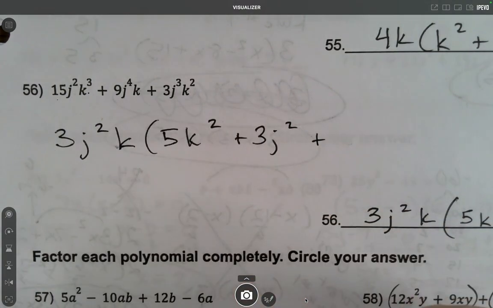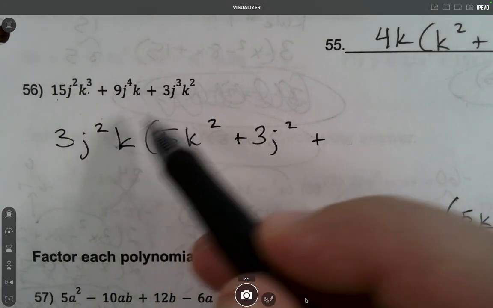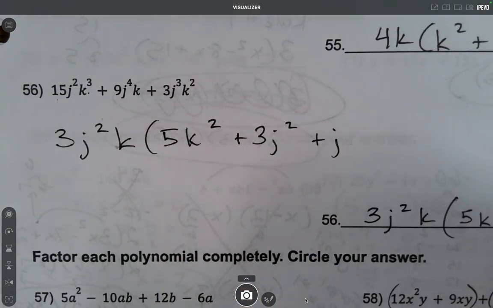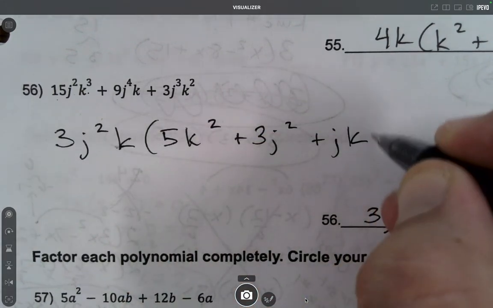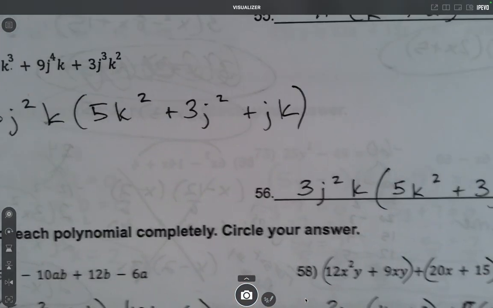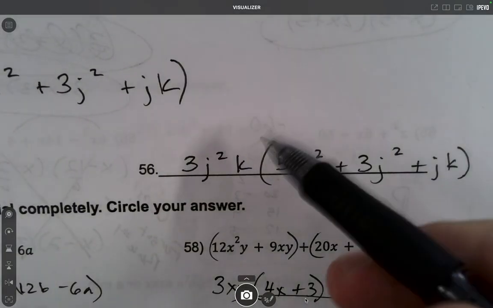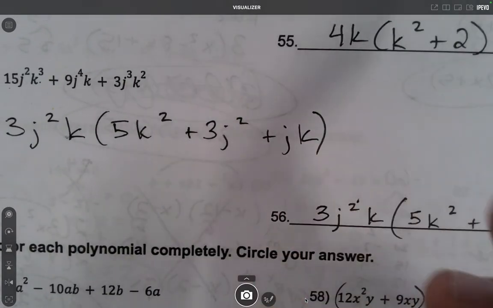3 divided by 3 is 1. J cubed divided by j squared, so 3 j's minus 2 j's is 1 j. And then 2 k's minus 1 k is k. So you can see it there too, same answer. And not that you have to, but if you were to distribute this back into all three of those, you'd end up with the answer, or the question we started with.